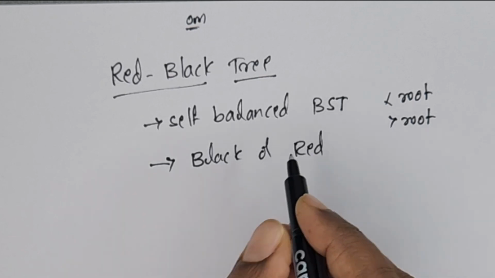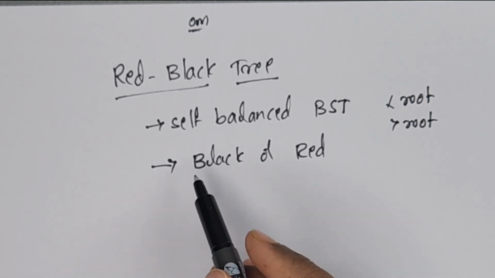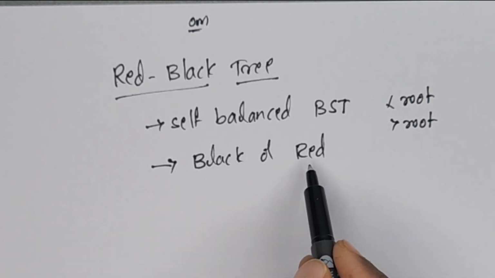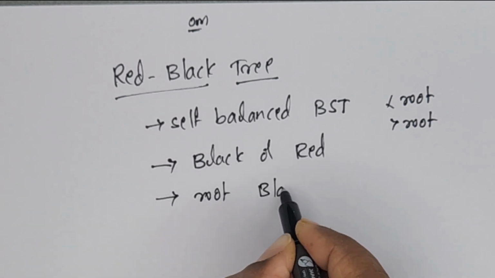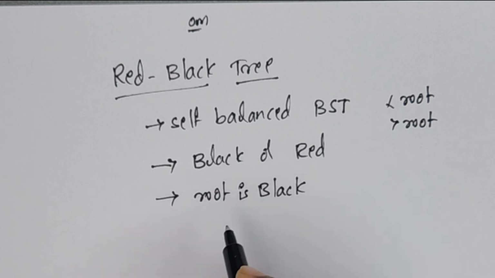We'll assign color to each and every node. Every node is either black or red, and always the root is black. So always the root node is black. So we'll assign black to root node.